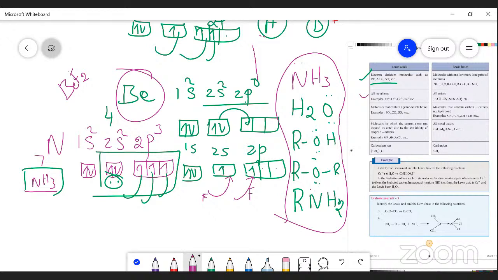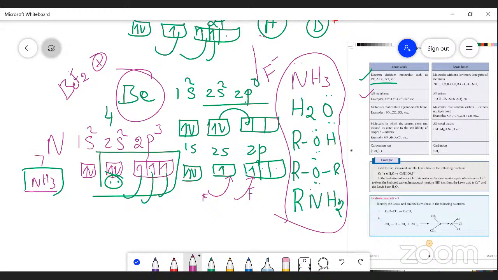Then point number 2. All metal ions. Simply we can say cations, or electron deficient species. It is mentioned with a plus symbol, for electron deficiency. All metal ions, for example Fe2+, Fe3+, Cr3+, and Cu2+, can act as a Lewis acid. Likewise, anions: F minus, Cl minus, CN minus, SO4 2 minus can act as a Lewis base.